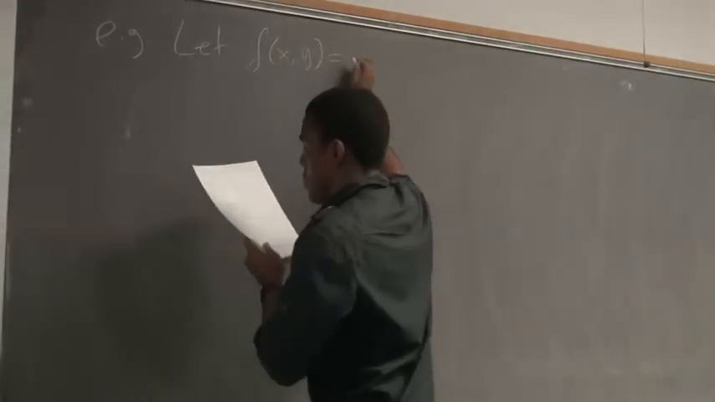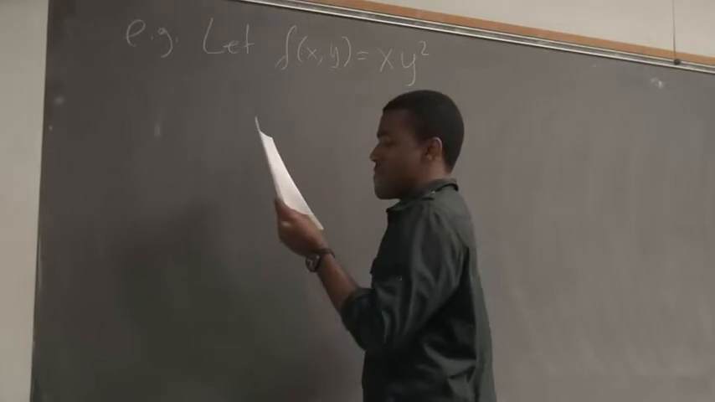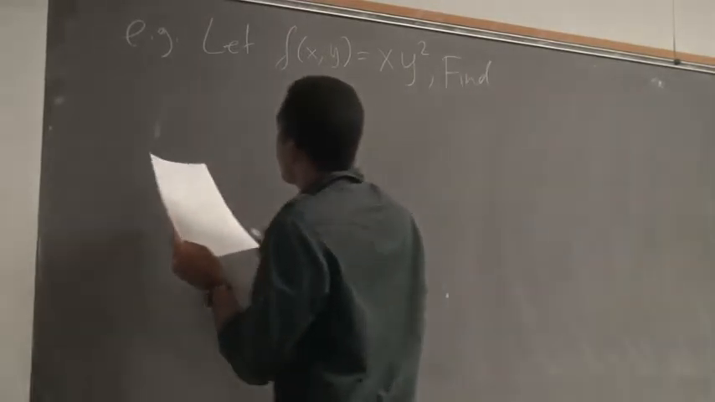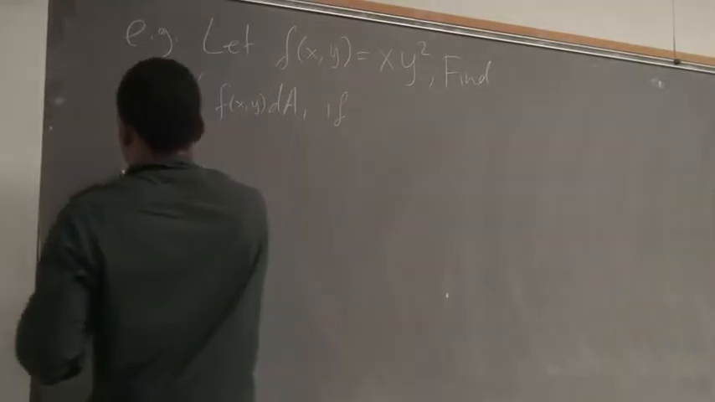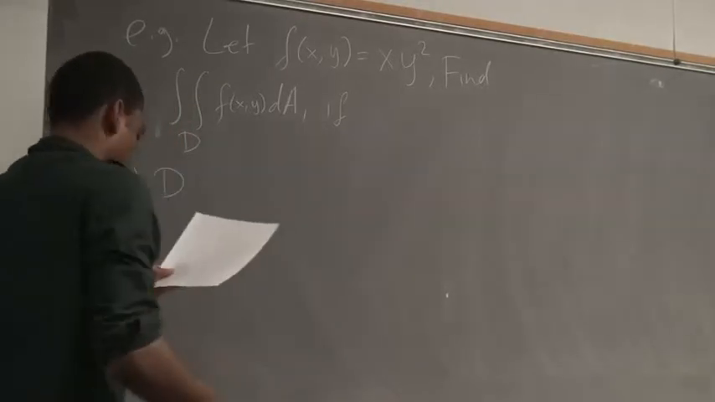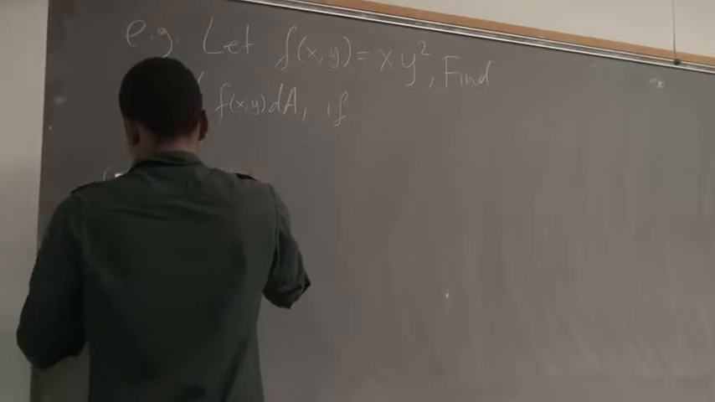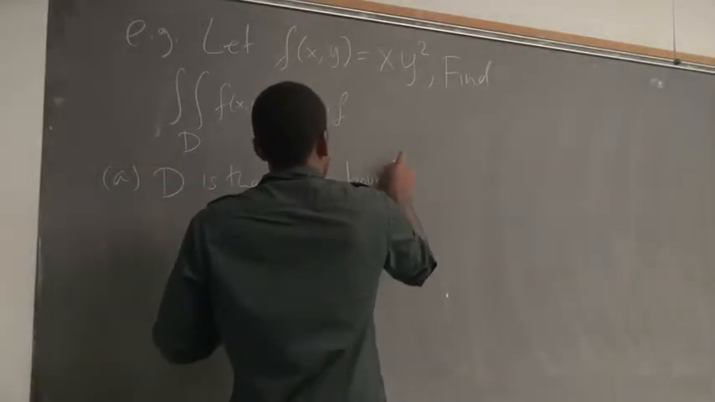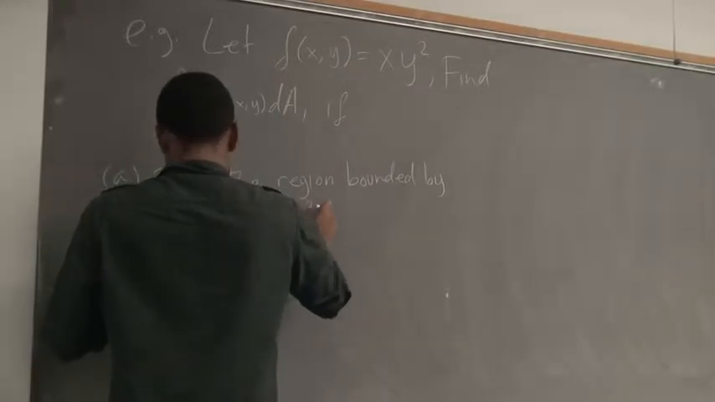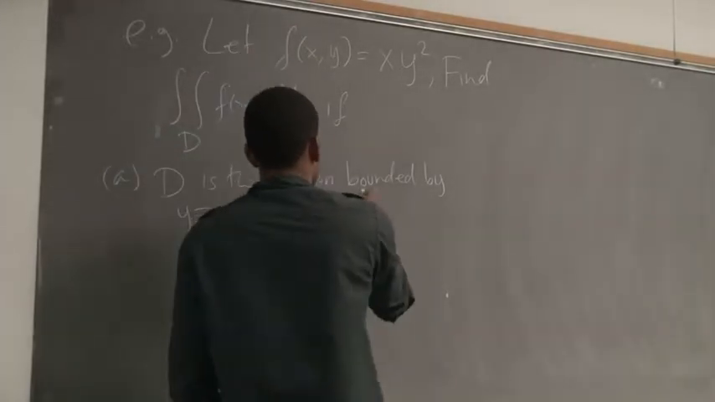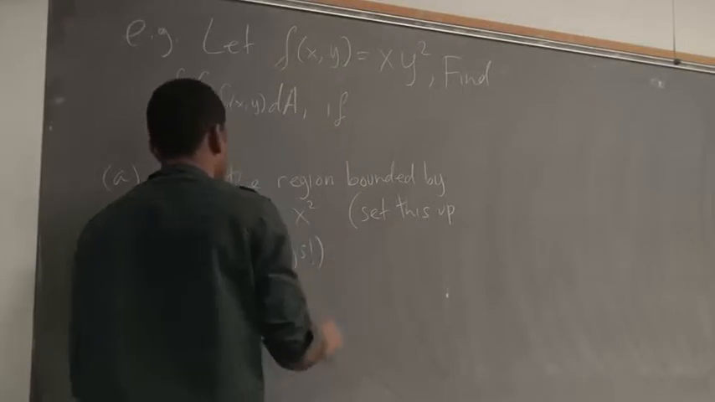Let f of x, y equal the function x, y squared. Find the integral over D of f of x, y dA if a. Now we're going to redo a bunch of examples with the same functions, but I'm going to give you different regions to practice with. So here D is the region bounded by y equals x and y equals x squared. Set this up in 2 ways. B.